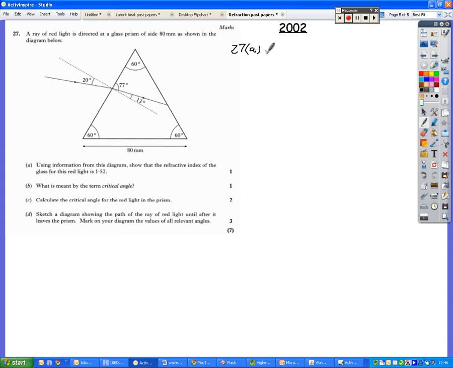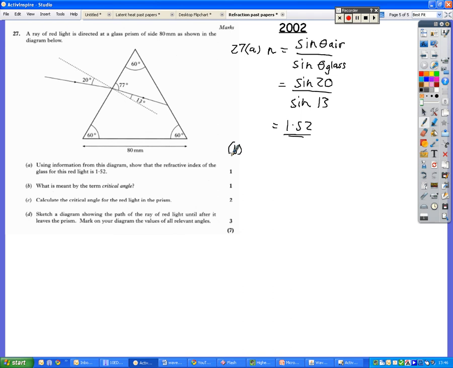So part A, the refractive index is equal to either sin theta 1 over sin theta 2 or sin theta in air over sin theta in glass. So sin theta in air has got to go on the top, the less dense of the two mediums, so it's sin 20 over sin 13. Remember, the angles must be between the normal and the ray of light. You'll get 1.52. Only one mark for that.